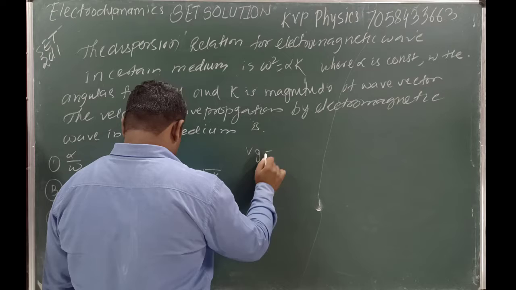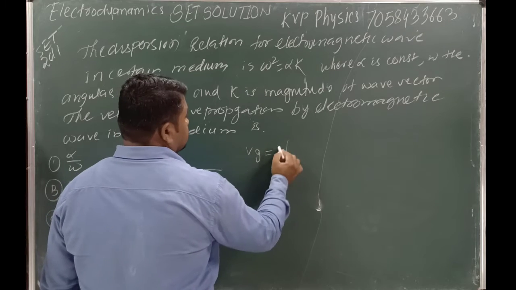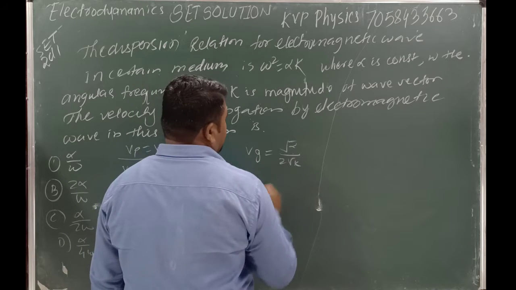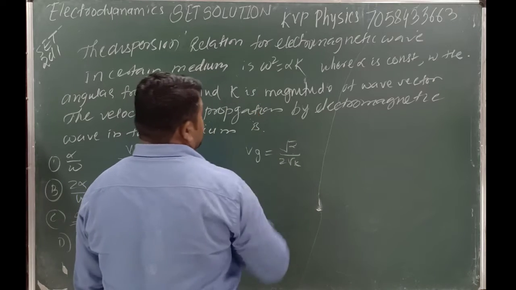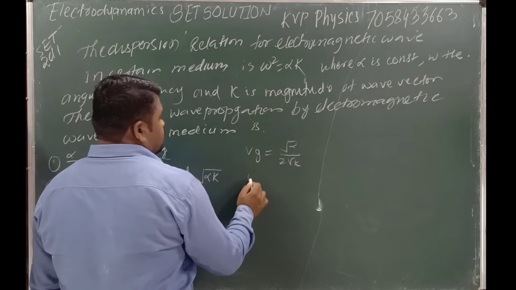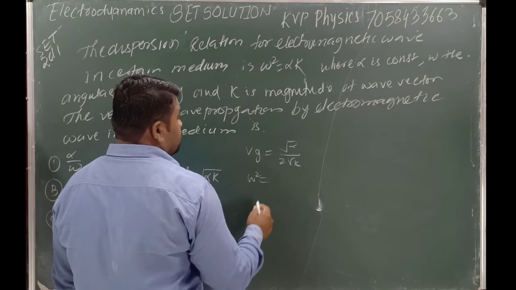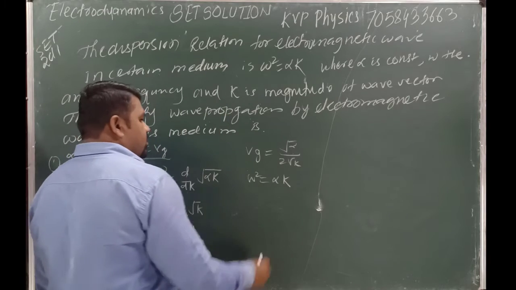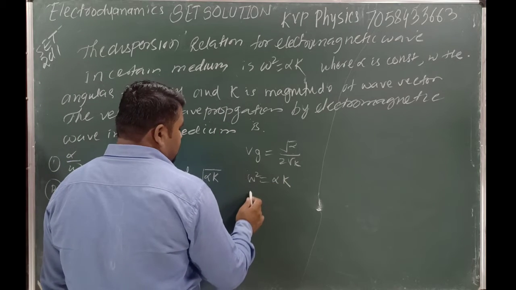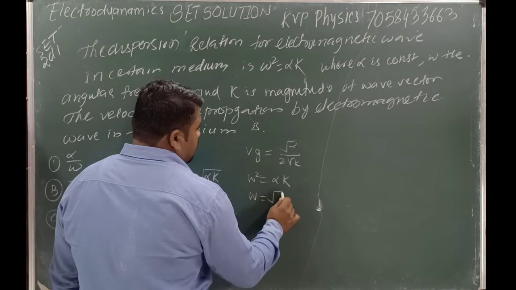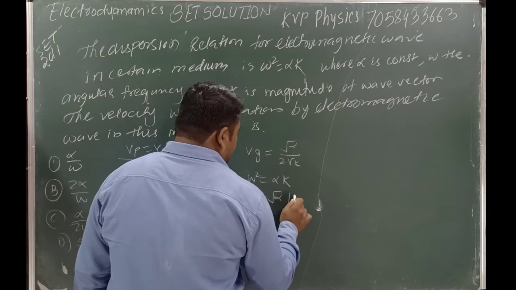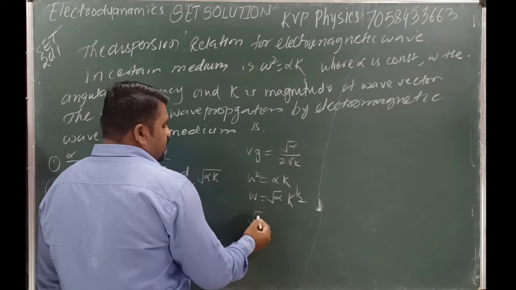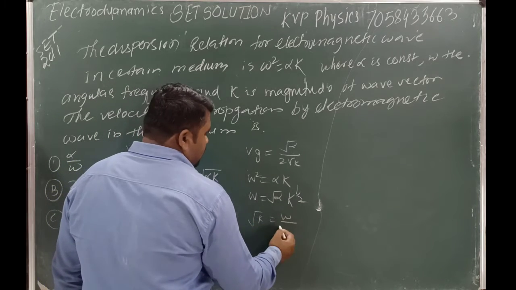Vg is equal to root alpha upon 2 root k. And we know the relation: omega square is equal to alpha k. Now we need to take roots of this one. Then this becomes root alpha root k, or 1 by 2. Means root k is equal to omega upon root alpha.